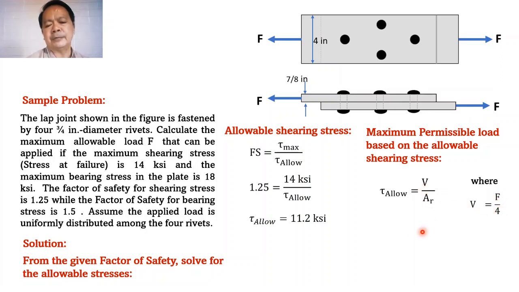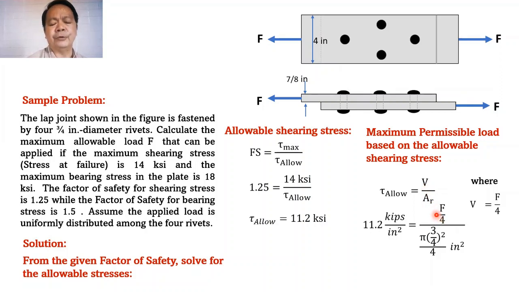Kaya pag isa-substitute natin ito, ano yung ating allowable stress? We have here 11.2. Okay, the value of V is now substituted with F over 4, and the area will be equal to the area of the rivet, which is circular in shape, and that is equal to pi d square over 4, where the diameter is equal to 3/4. So when we substitute the value here, you will notice that inches will cancel, and that F can be computed to have a unit of kips.